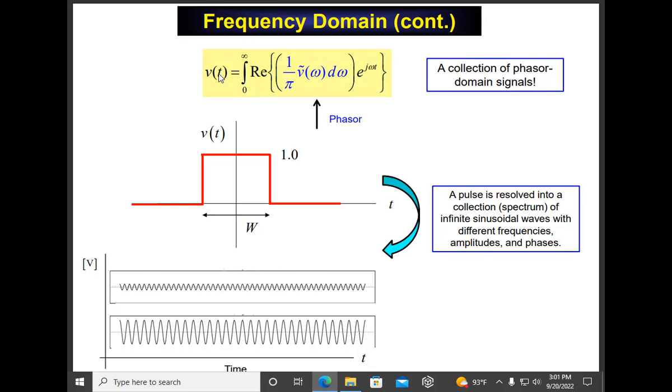So if you think of this as an input signal, it's resolved as a collection of phasors. Now each phasor corresponds to a different frequency. Notice that you're integrating from 0 to infinity in omega.